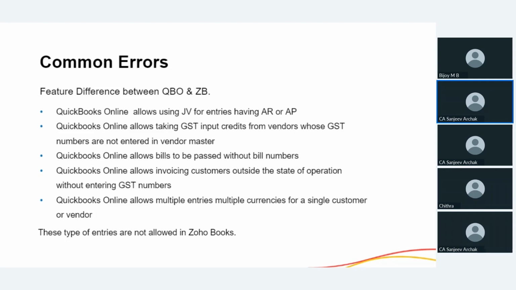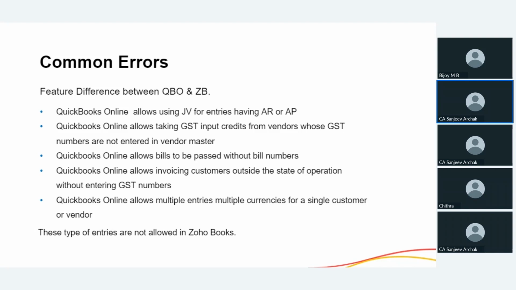And QuickBooks also allows invoicing customers who are not B2C customers and who are outside the state of the place of supply without entering GST numbers. This is a strict no-no within Zoho Books because Zoho will automatically consider these to be intrastate transactions rather than interstate transactions. So you'll always have a mismatch between the GST tax types.